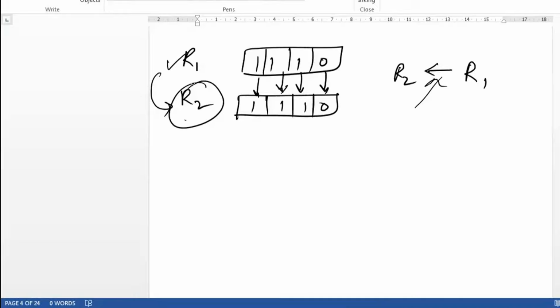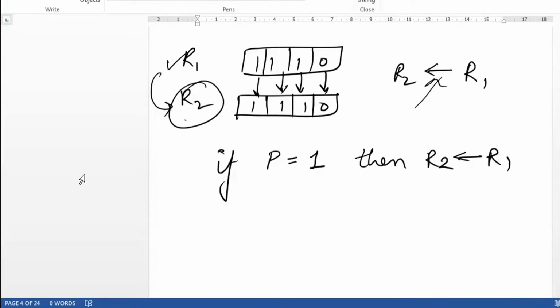But generally this operation, transferring data of R1 to R2, will not be performed without a condition. It is not the case that R1 is always put into R2. We always keep some control over the transfer of R1 to R2. There must be some control element which is controlling this operation. Let us take a control variable P. If P is 1, then carry out this particular transfer.